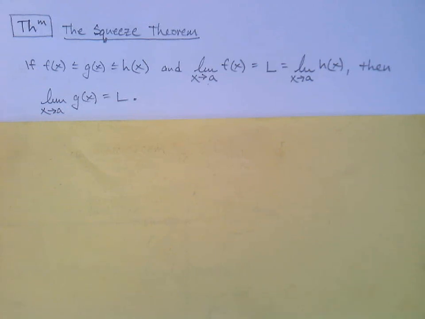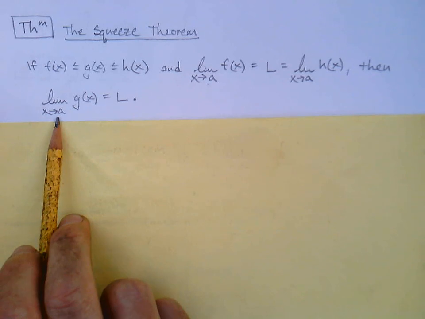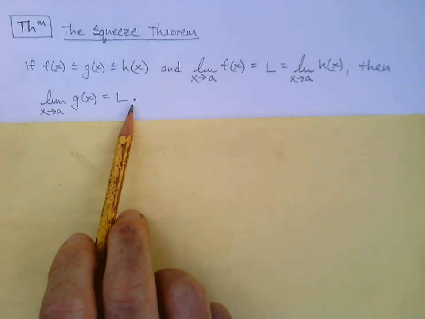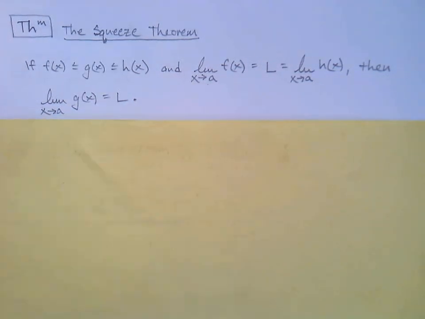Then what can be said? It turns out we know something about the limit of g of x as x approaches a, and that will equal the same thing, the same number L, whatever that is.